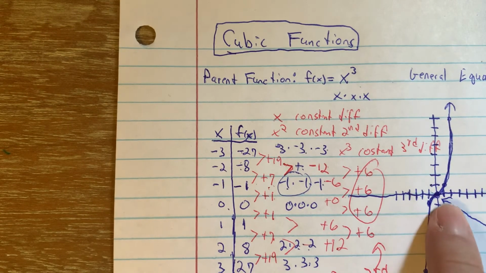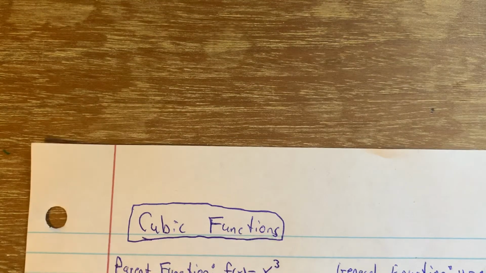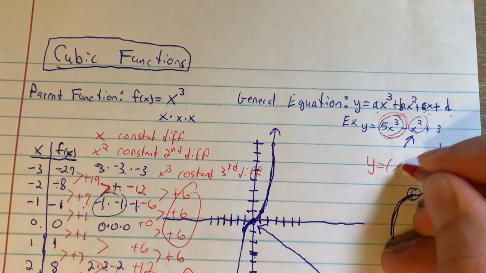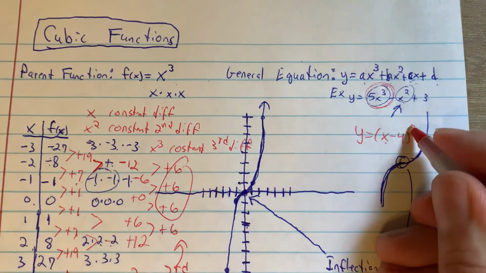We should be able to tell the graph by their inflection point, the table by their constant third difference, and we should be able to tell the equation because it'll have an x cubed somewhere in it. Although sometimes this shows up funnily, like y equals (x minus 4) cubed. This is still a cubic function because the x is being cubed.